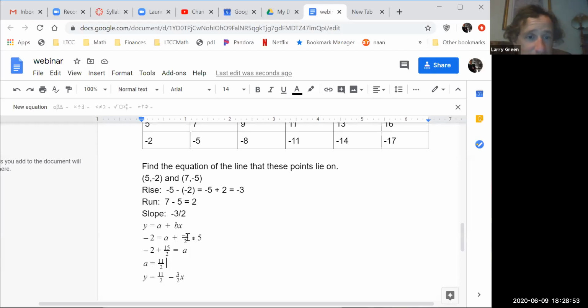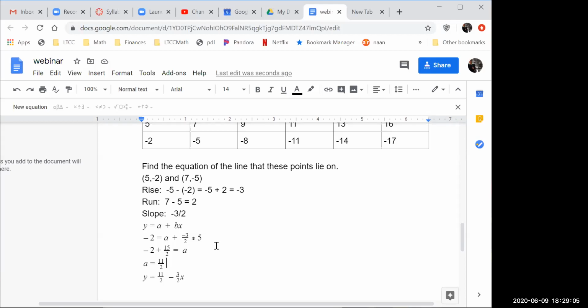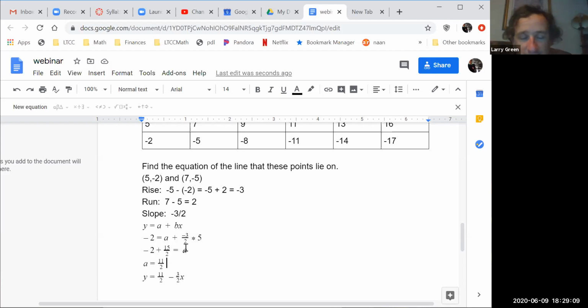To get rid of that negative, I need to add it. If you take -3 halves times 5, and you add 3 halves times 5, you get 0, because a negative plus a positive is 0 if they're the same number. Does that make sense? So that's what happened, I added it instead of subtracted it, because subtracting won't kill it. Adding it kills it. Any questions on this example?